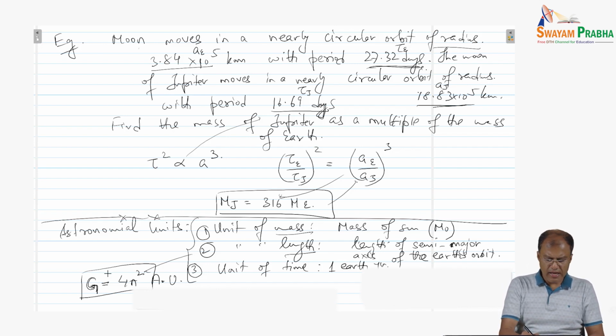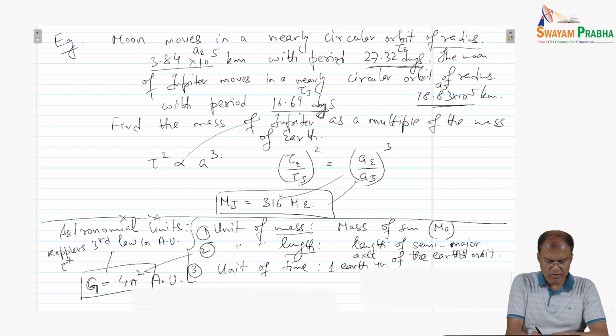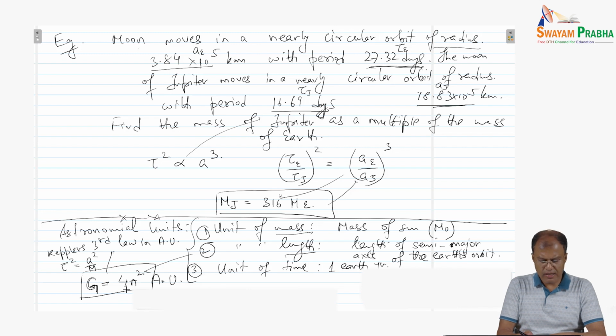And finally, if we were to write Kepler's third law in astronomical units, we will see that tau square is a cube by m, because G is equal to 4 pi square, so they cancel out each other. So tau square is a cube by m. Notice that all these formulas become very simple when we use astronomical units in Kepler's law.